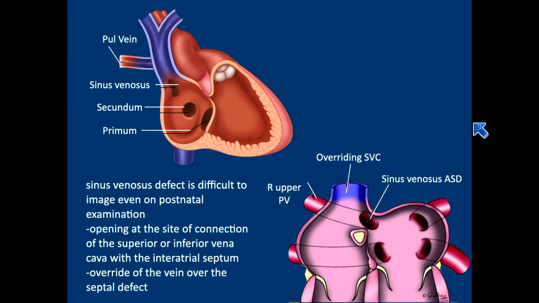The sinus venosus, like I said, is very difficult to detect prenatally and can be even postnatally just based on looking at the arrangement of the pulmonary veins and the SVC. Essentially, the only way that it's been ever explained to me that it can be picked up is the sense of like an overriding SVC, where the SVC overrides the interatrial septum with displacement of the right upper pulmonary vein.